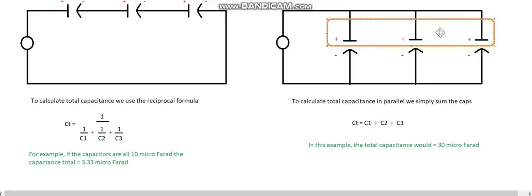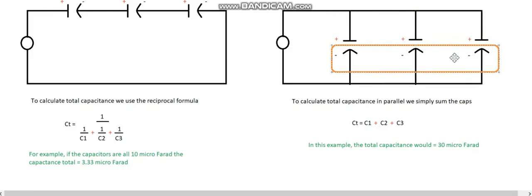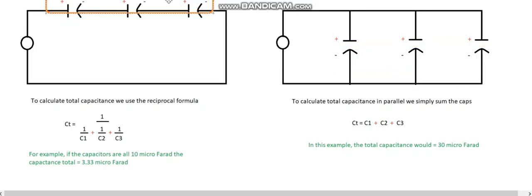Remember, series resistances sum to increase the value of resistance. Capacitors in parallel sum to increase the value of capacitance. The total capacitance in a parallel circuit is equal to capacitor 1 plus capacitor 2 plus capacitor 3, because those plates are all effectively tied together, making one big plate, and the same thing for the negative or the cathode side of that cap. Conversely, let's look at capacitors connected in series.